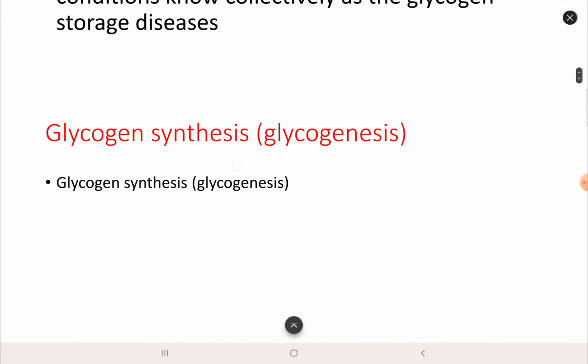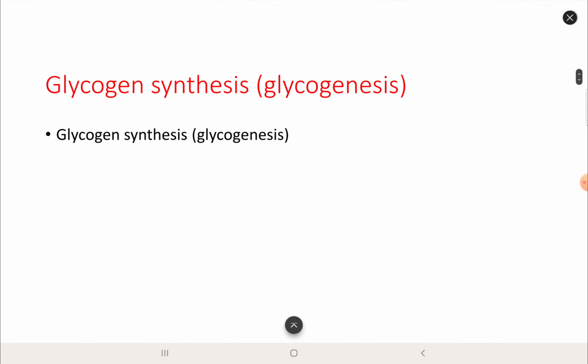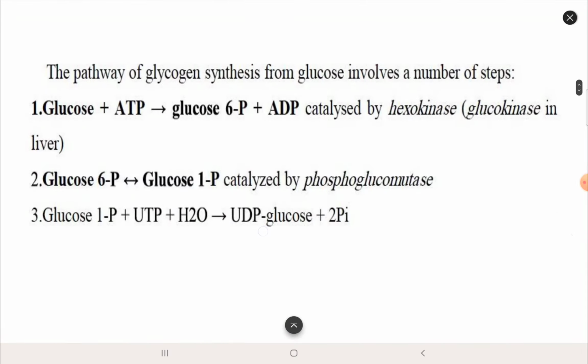Glycogen synthesis is called glycogenesis. Glycogenesis, formation of glycogen. How will this form? First, the molecule of glucose is inactive. There should be activation of glucose. The glucose molecule can be activated by phosphate, glucose phosphate.